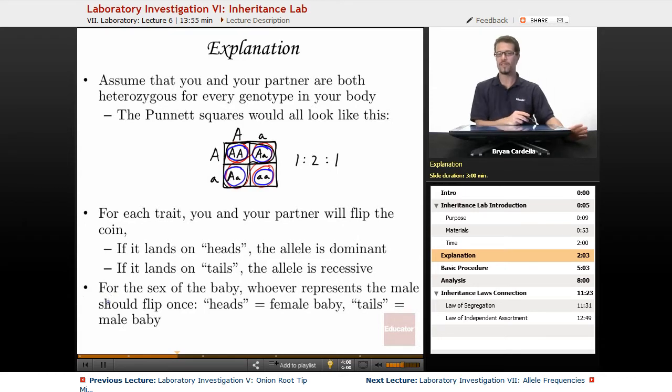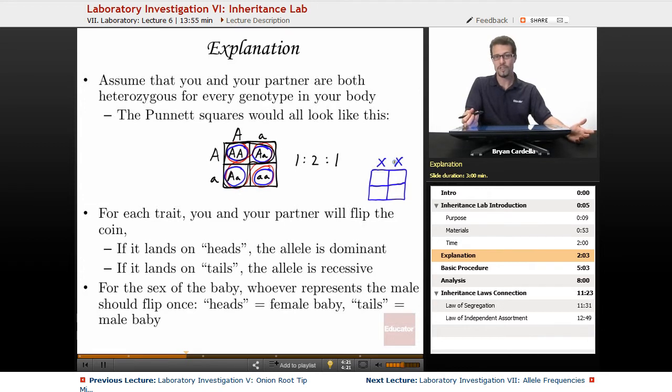Now, before you get started with all these different traits on the next slide, you've got to determine what the sex of the baby is going to be. And this has to do with what sex chromosome is actually in the sperm that fertilizes the egg. So if we do a little mini Punnett square for how a mom and a dad are contributing the sex chromosomes to the baby, females are XX. So every egg should have just an X chromosome. But with sperm, half the sperm are going to have the X, half the sperm are going to have the Y.